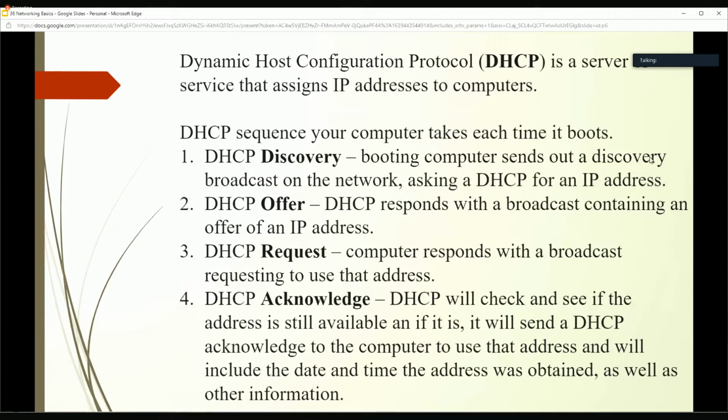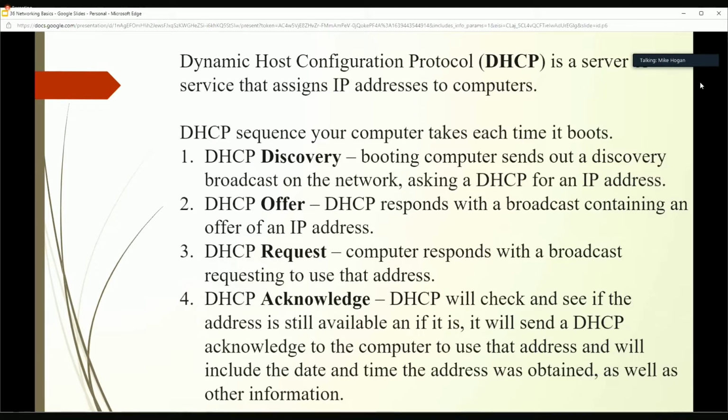Now, when we're talking about those IP addresses, there are a couple different ways we can get an IP address on our machine. We can go in and statically assign an IP address, which means that it would not change. It will be the same IP address, day in, day out.